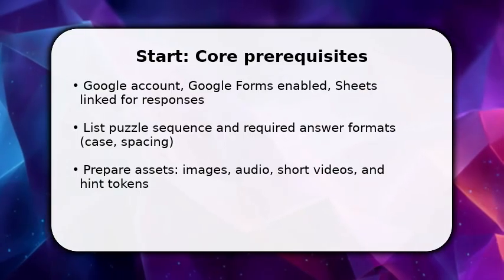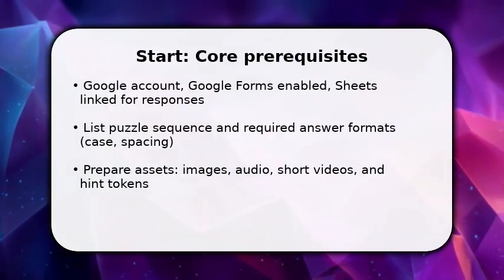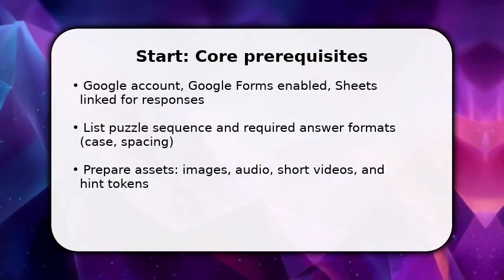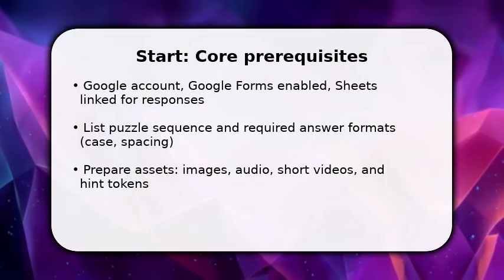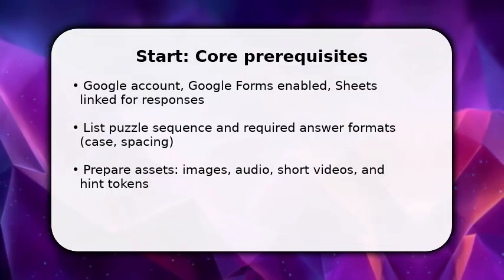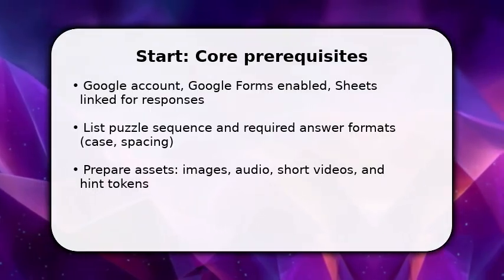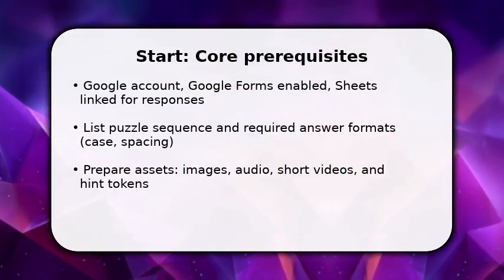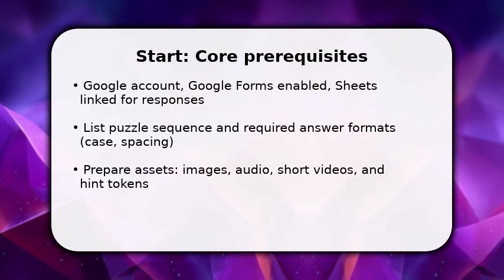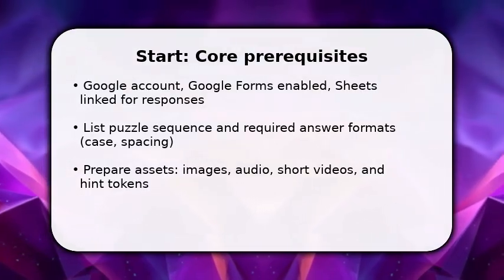You already have the essentials: a Google account and a rough puzzle order. Begin by creating a new form and naming it for the escape room. This sets the theme and URLs. Next, add a short answer question for the first puzzle and restrict answers by response validation. This enforces exact matches. Upload any required image or audio to the question. Once done, link the form to a Google Sheet so you can track attempts and trigger automations later.